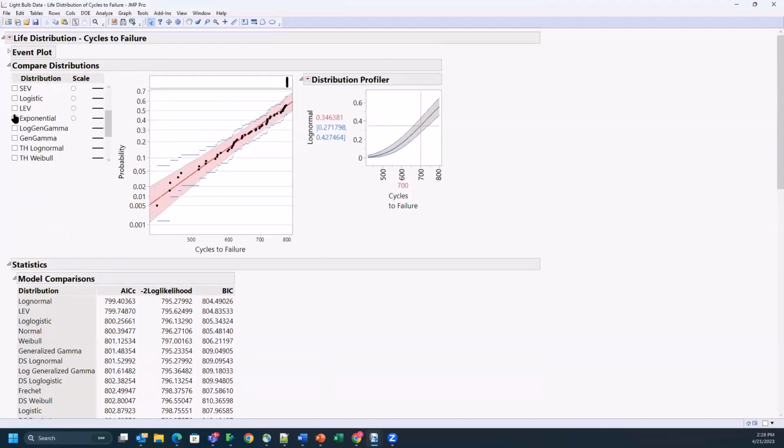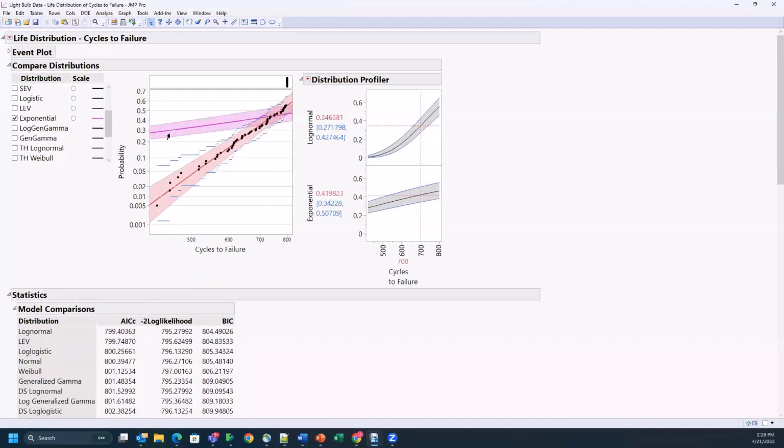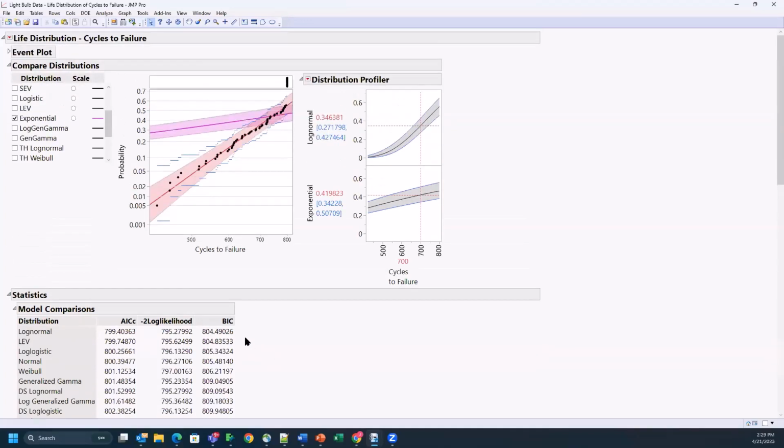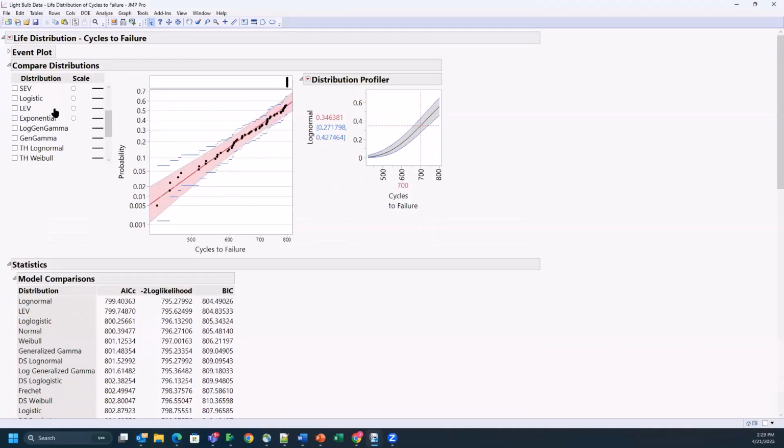Where's exponential? Here we go. There's the exponential distribution. Clearly, that does not fit the data very well. So it has thrown that one out. The rest of them are all almost the same. Maybe this defective subpopulation Fréchet and the SEV, maybe they're not good. So that's the idea. You can let JMP find that distribution for you, or you can specify it yourself.